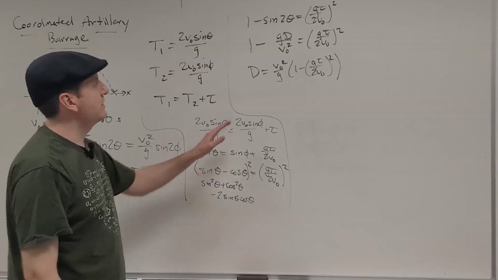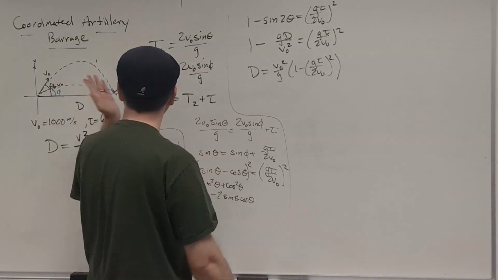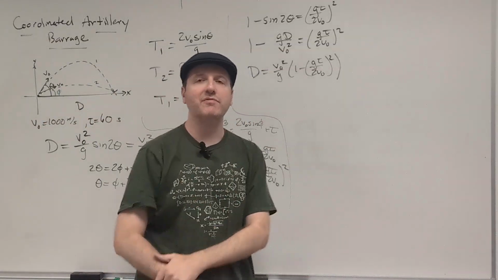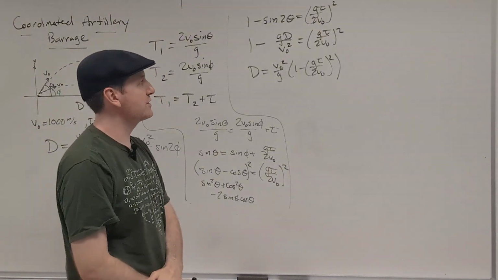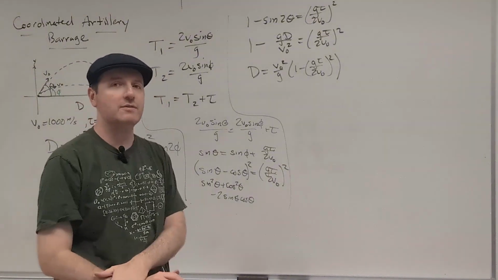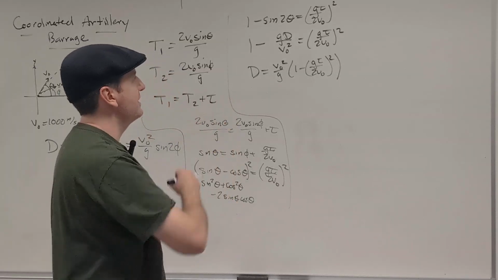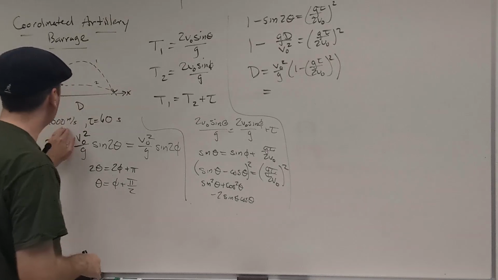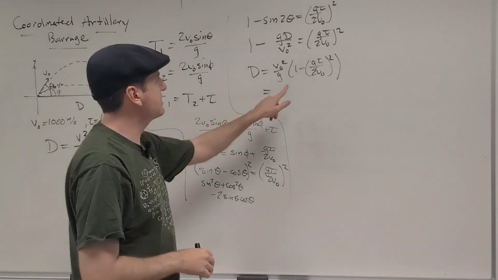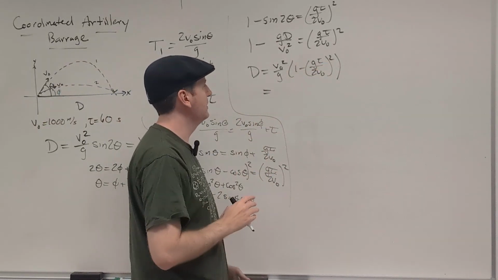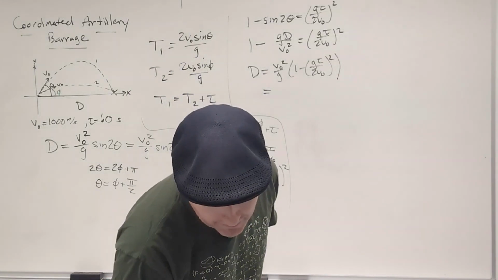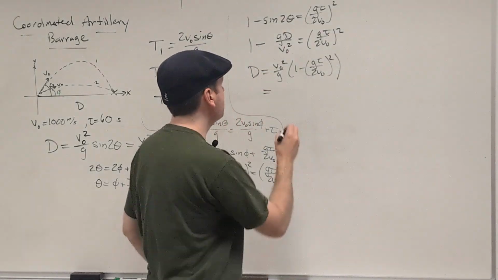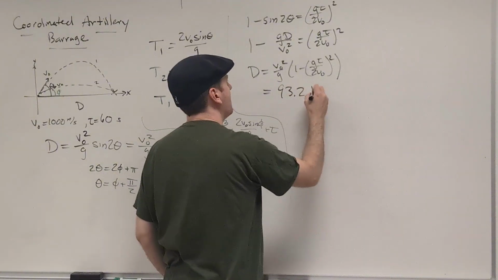This is our maximal distance at which we could possibly fire these two projectiles spaced 60 seconds apart at this given launch speed. And if you're curious, using this 1,000 meters per second and this 60-second interval, what did I get? I got 93.2 kilometers.